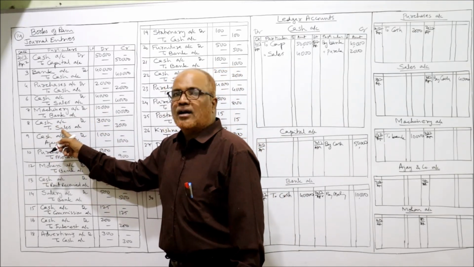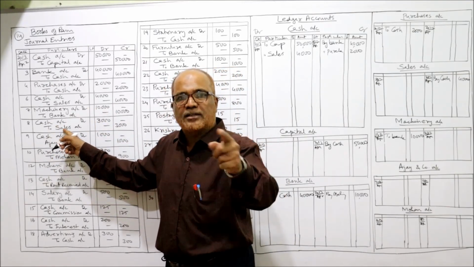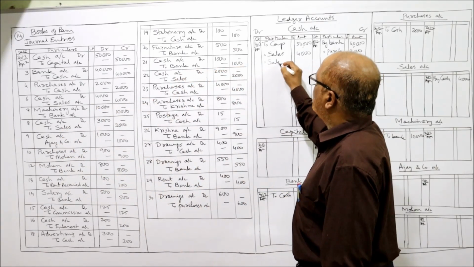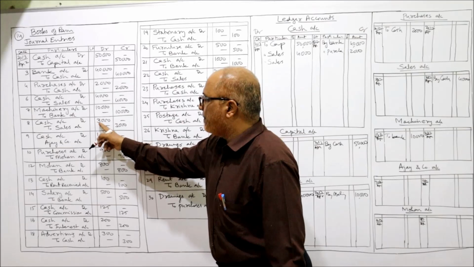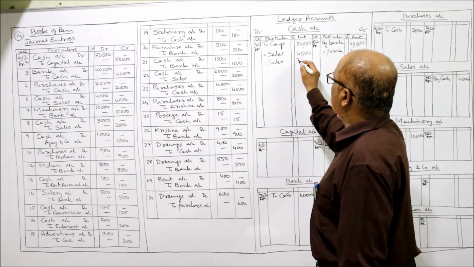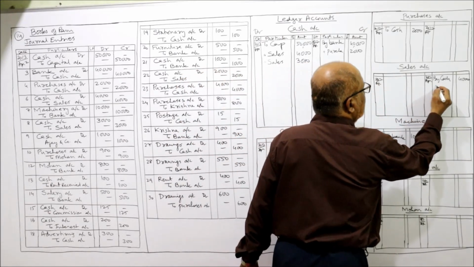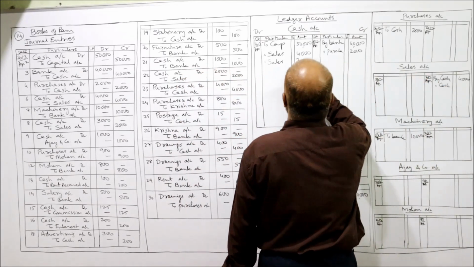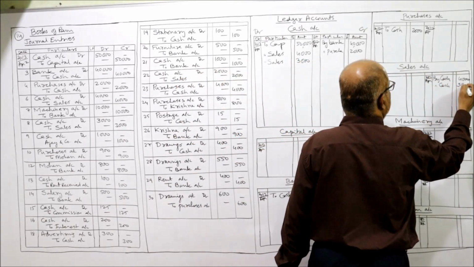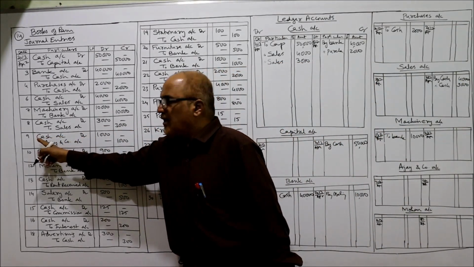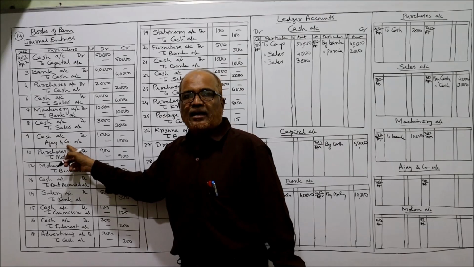Next, cash account debit to sales. So cash account debit side to sales. How much is the amount? 3,000. Then sales account should be credited by cash. How much? 3,000. 3,000 sales completed.